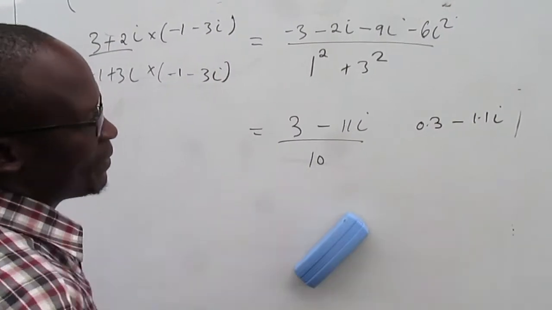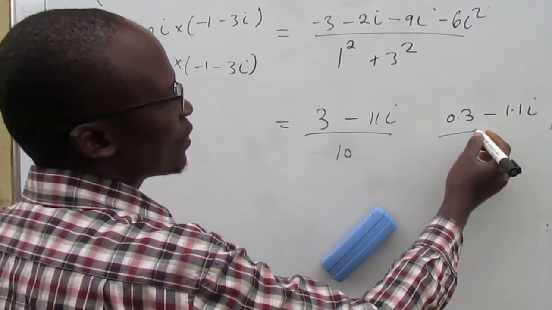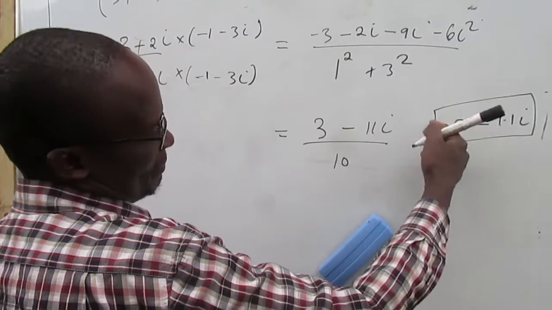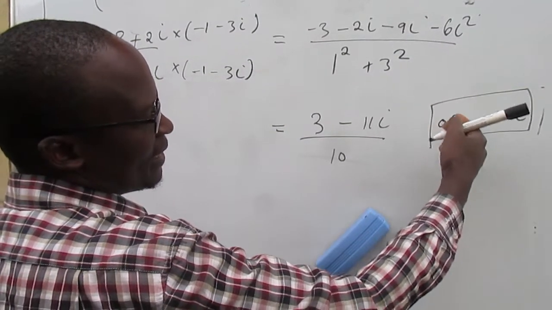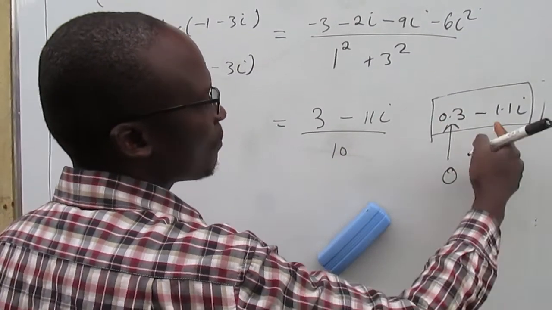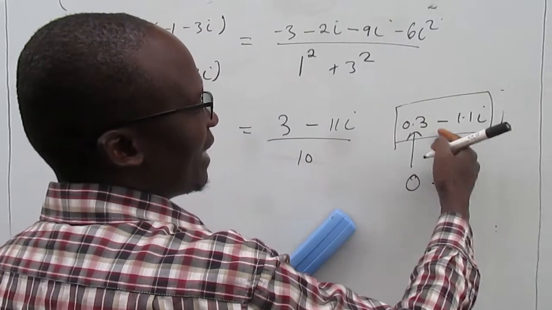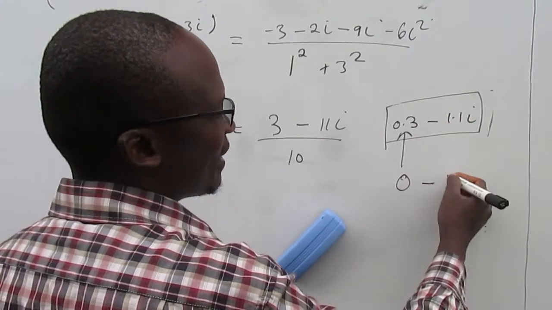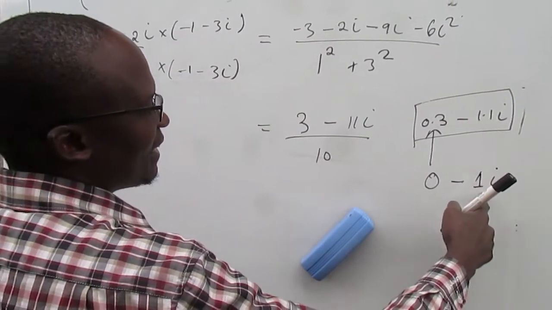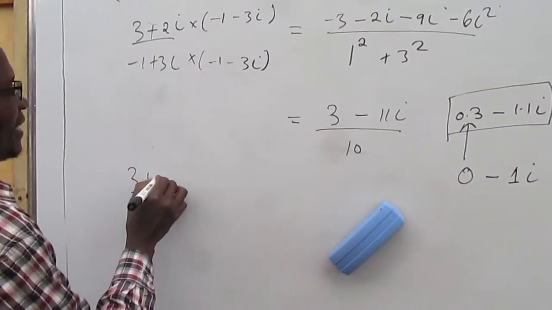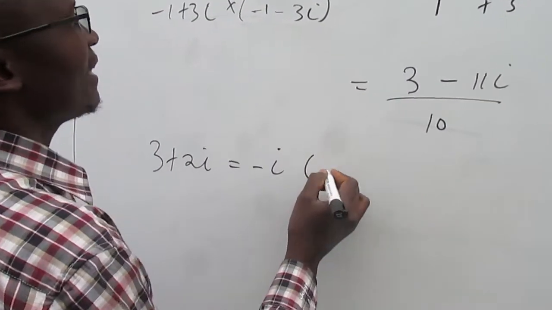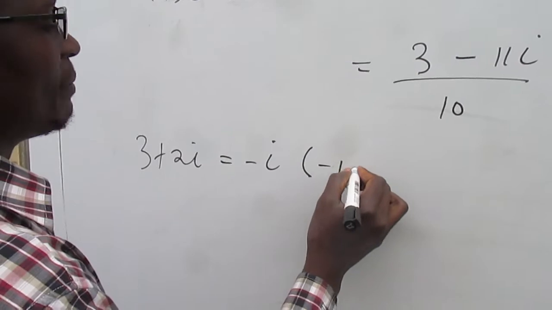Now when we get to this level, we simply need to look for the Gaussian integer which is close to this. We know that 0 is the integer which is closest to 0.3 than any other integer. So we take this to be 0. And then the integer which is closest to negative 1.1 could be negative 1. And so our quotient is minus i. So we can say that 3 plus 2i is minus i into minus 1 plus 3i.